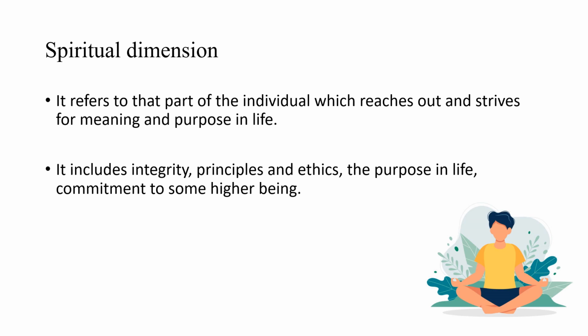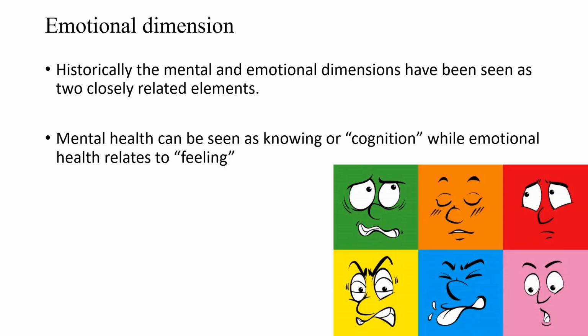So these are the parts of the spiritual dimension, and the mental dimension is totally different from the spiritual dimension. One more dimension which is always confused with the mental dimension is the emotional dimension. The emotional dimension is related to feeling, while the mental dimension is about knowing something, about cognition. That is the difference between the emotional and the mental dimension.